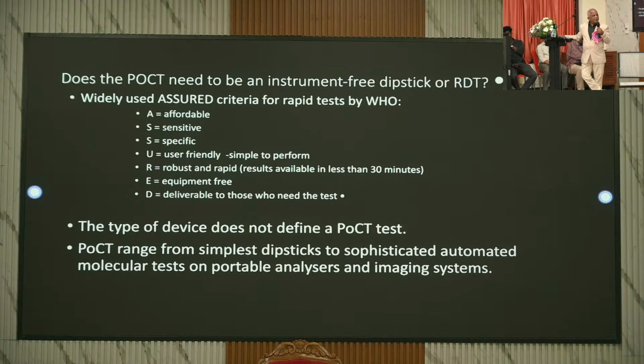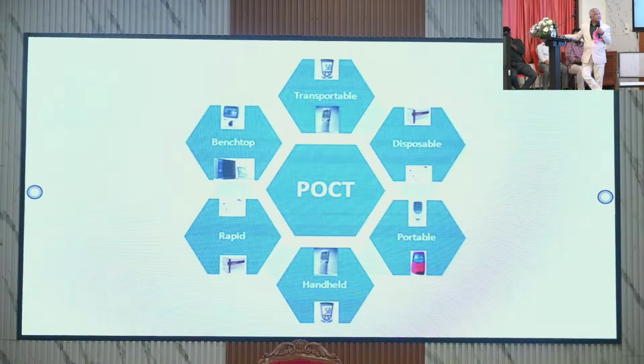The type of device does not define a POCT test. POCT ranges from the simplest dipstick, your urine dipstick for glucose or other parameters, to sophisticated automated molecular tests on portable analyzers. They can be battery operated, you can do it anywhere, even where there is no electrical supply. So all these things decide whether it is a POCT or not.